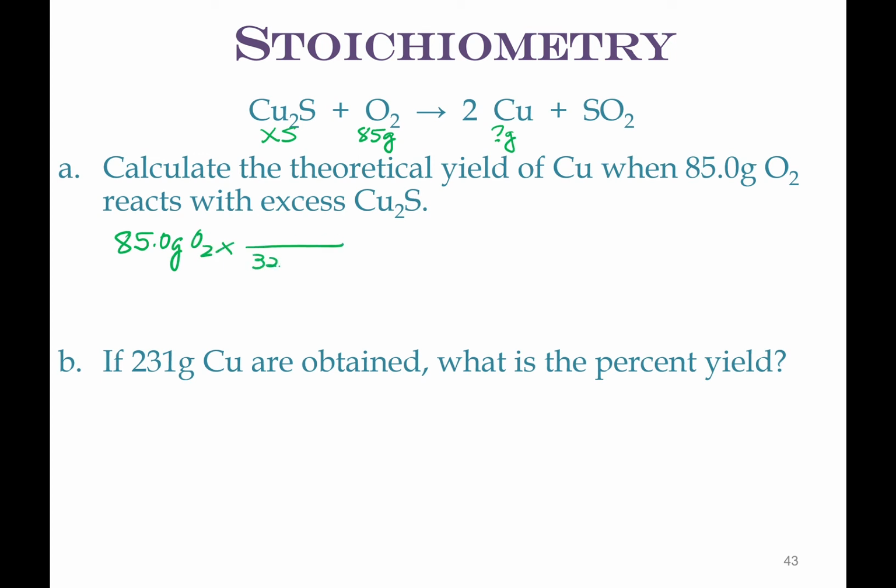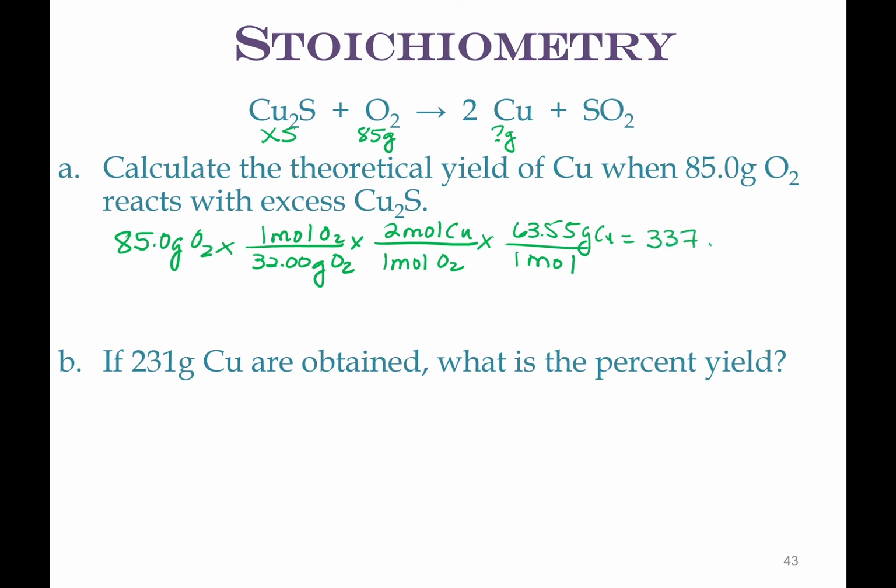There are 32 grams of oxygen for 1 mole of oxygen. And in the balanced equation, we have 1 mole of oxygen is equivalent to 2 moles of copper. And every 1 mole of copper has a mass of 63.55 grams, giving us an answer of 337.609375 grams, or 338 grams of copper that could be produced. This is our theoretical yield.